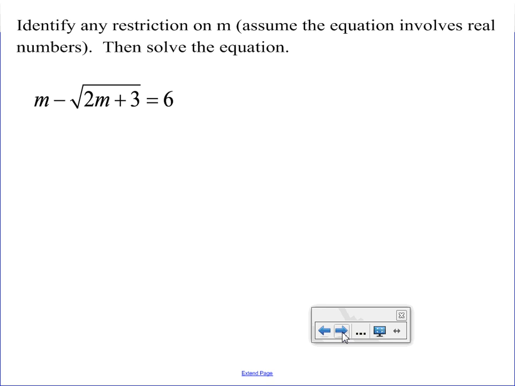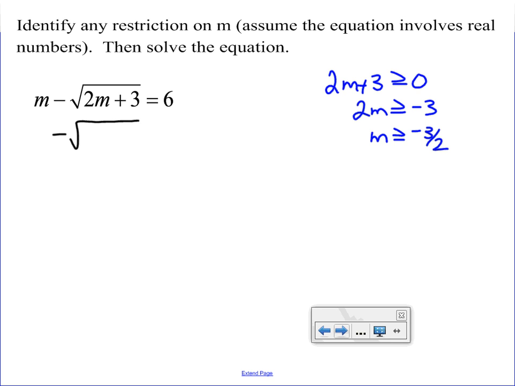Another question. We want to look at the restriction first. We take whatever's underneath the radical and say that it has to be greater than or equal to 0. In this case, we will actually have an answer different than 0 when I subtract 3 and then divide by 2. That is our restriction. And then we want to go ahead and solve it here. I'm going to get the root by itself still, so I'm going to first subtract m from both sides.